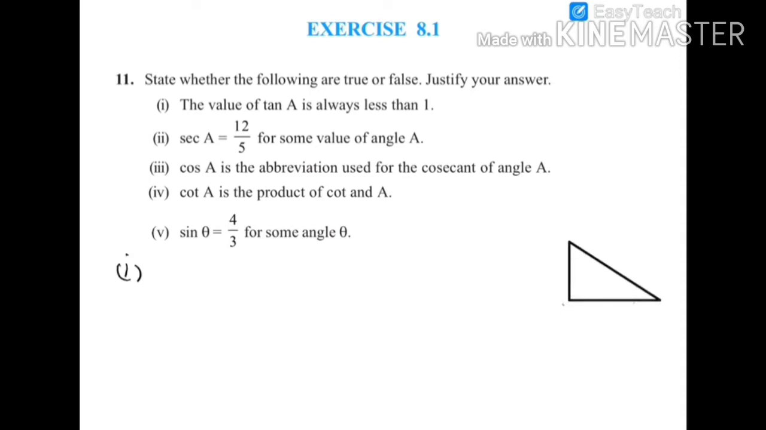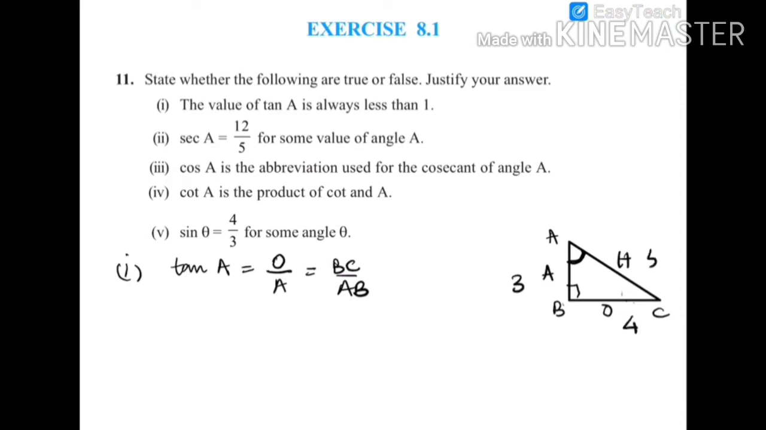In a right triangle ABC, right angled at B. So for angle A, the opposite side will be BC, adjacent side will be AB, and hypotenuse will be the side AC. So tan A will be equal to opposite upon adjacent, that is equal to BC upon AB. Now if I take the sides of this triangle as 3, 4 and 5 centimeters, then my ratio will be 4 upon 3, which is greater than 1.